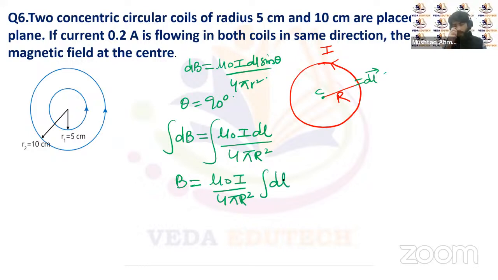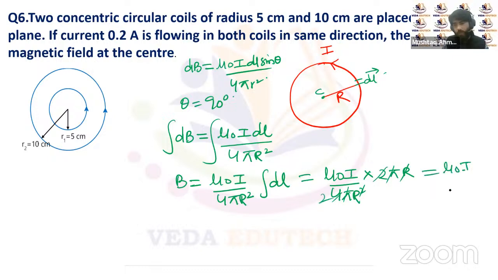Now, integral of dl will give us the total length of the circle, or we can say the circumference of the circle, that's 2 pi r, right? So it will be mu naught I upon 4 pi r square times 2 pi r. From here, r and r will get cancelled, pi and pi will get cancelled, 2 and 2 will get cancelled. We'll be left with mu naught I upon 2r, right? So this is the net magnetic field at the center because of the circular wire.